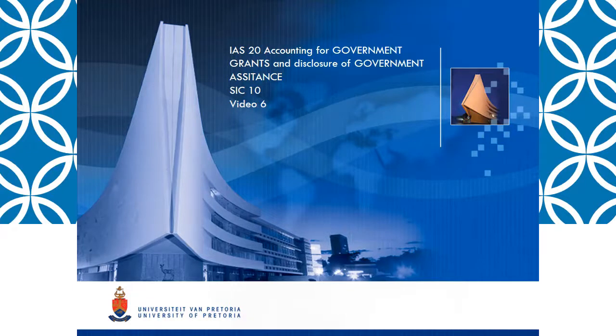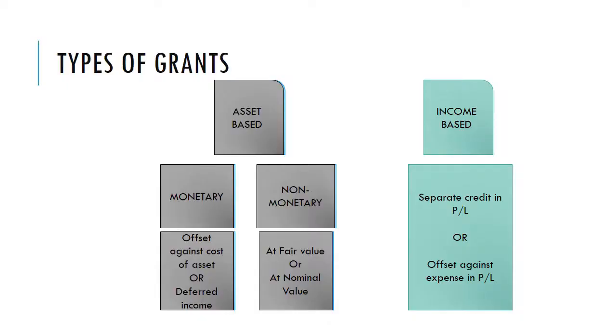This is video 6 of IAS 20. We are going to continue with the presentation of government grants. As we've already said, you need to distinguish between the two types of grants. We've already done asset-based grants, and now we will continue with income-based grants.